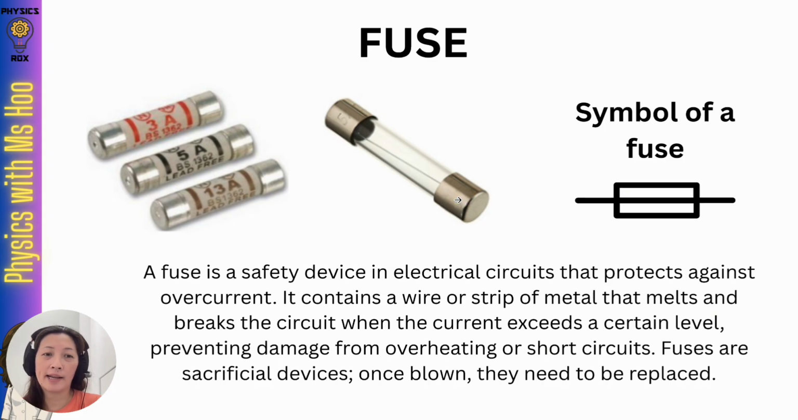So for example, you can see in the diagram on the left here, every fuse has a current rating. So the value that's written on the fuse is the maximum current that is allowed to flow through the fuse. For example, 3 ampere, 5 ampere, and 13 ampere. If the current was to exceed this level, the wire inside would melt, breaking the current flow. So the current can no longer flow through the fuse.